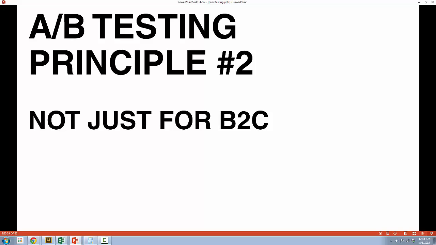Number two, this is not just for B2C, we've already talked about this, it's for anything that's standardized pricing. So there are a lot of SaaS apps that are B2B. So even though you're selling to another business, doesn't mean that you can't A/B test your price point.